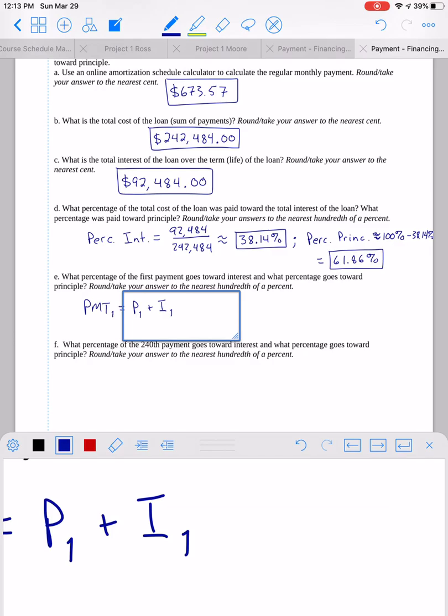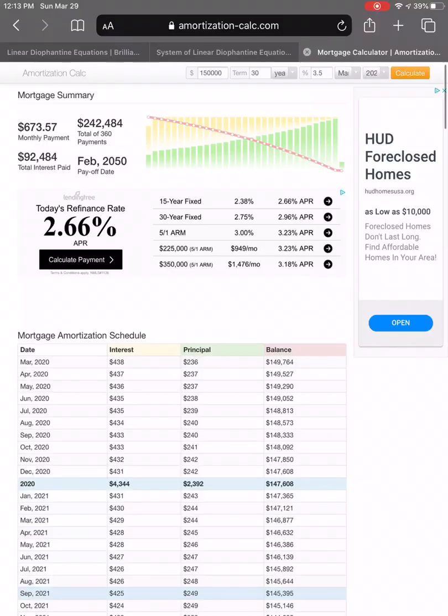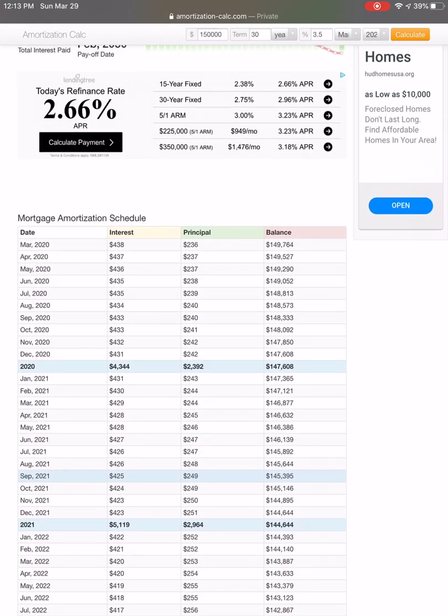Okay, so let's find what these are. Principal for the first payment, interest for the first payment. So we'll go back to our amortization schedule. Down here, this is where this list starts to help us out. Our first payment is March 20th. It's the top of this list. The interest is $438. The principal in that column we see $236.